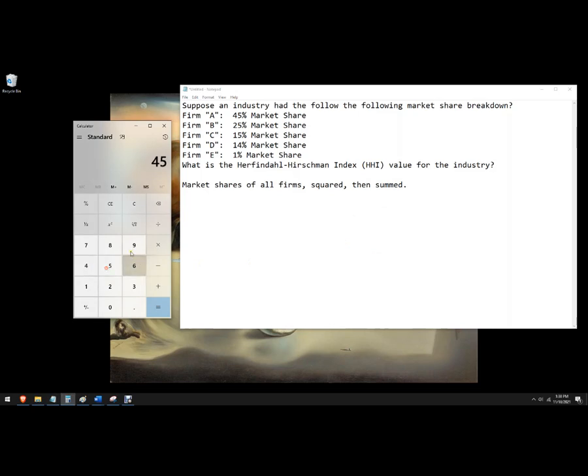So 45 squared is 2025. And then 25 squared is 625. This is a lot faster in Excel, but I'm doing this by hand just to show you the process. And then 15 squared is 225. 14 squared is 196. And then 1 squared is 1.